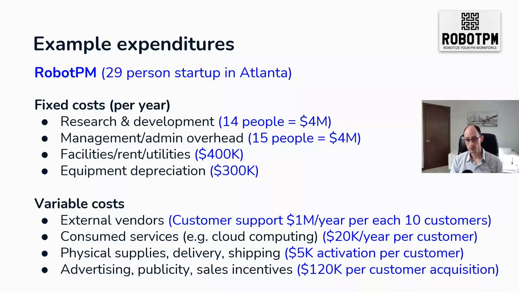However, if you're in software like Robot PM, you probably have few of these costs because you have few physical inputs to the business. And lastly, sales and marketing can usually be seen, I think, as a variable cost. You can tune it on short order to respond to changes in the market or the broader business environment. For Robot PM, they figured that it costs them about $120,000 in advertising and sales expenses to acquire one new customer. So this is the figure they're going to use.